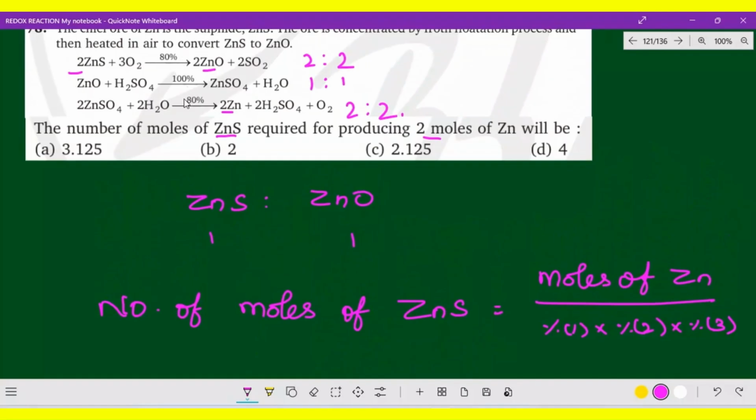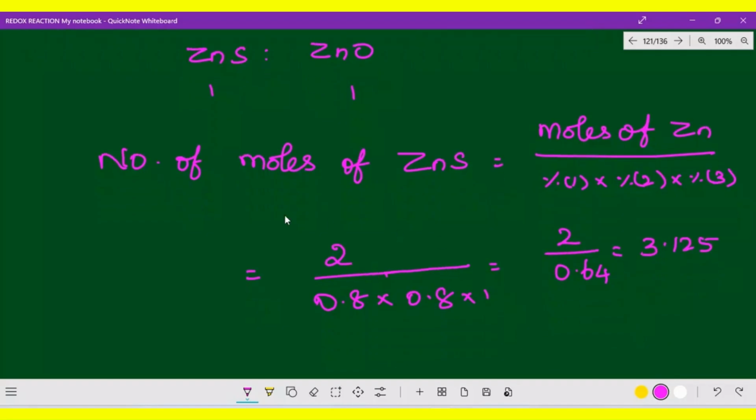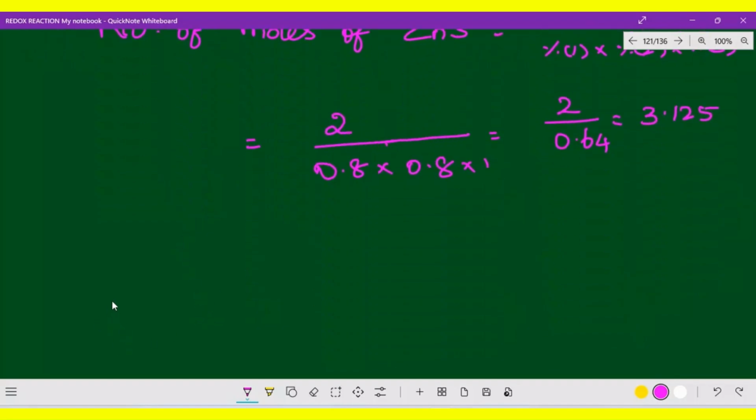So here 80%, 100%, 80%, right? Now here 2. So you will get how much when you calculate it? Here 2 divided by 0.64, you will be getting 3.125. So 3.125 is the number of moles of ZnS required for producing 2 moles of Zn.